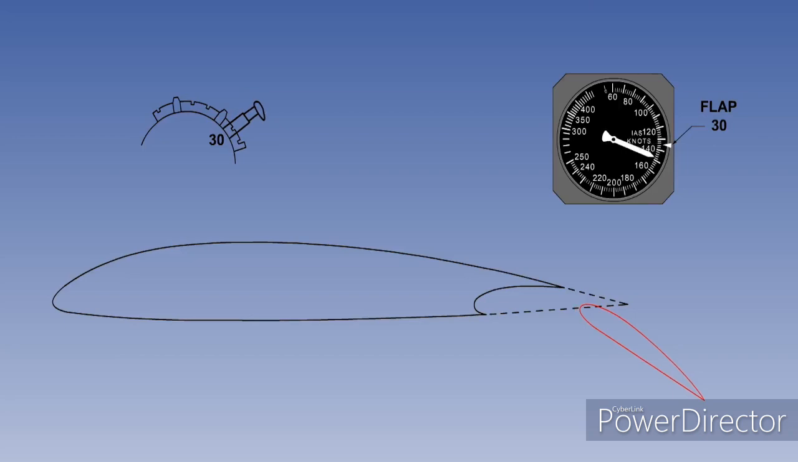But if the indicated airspeed is allowed to increase, the flap load relief system will drive the flaps back to flaps 25. If now the indicated airspeed is reduced to VFE for flaps 30, the flaps will move down to 30 degrees of flap again.